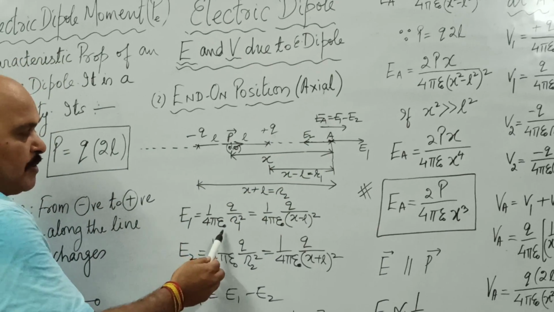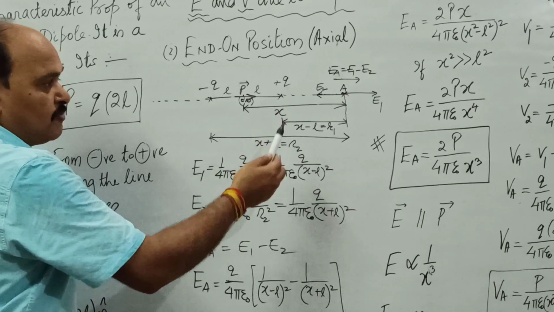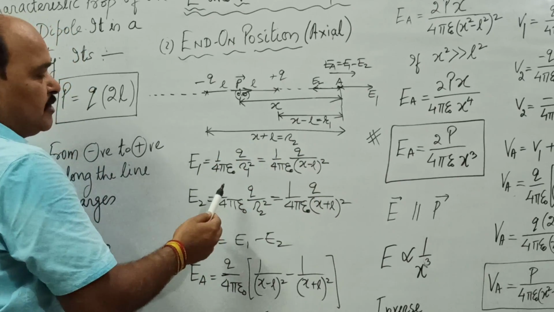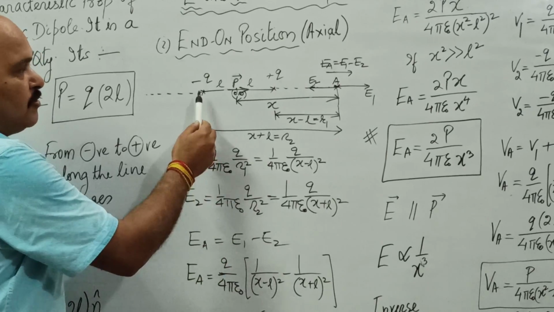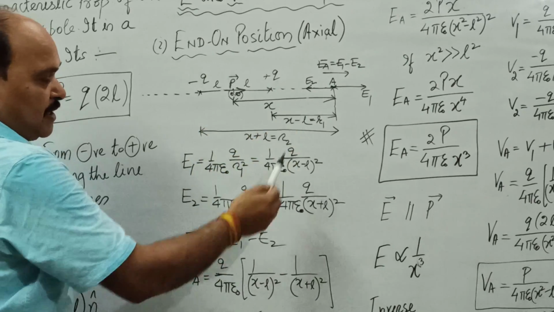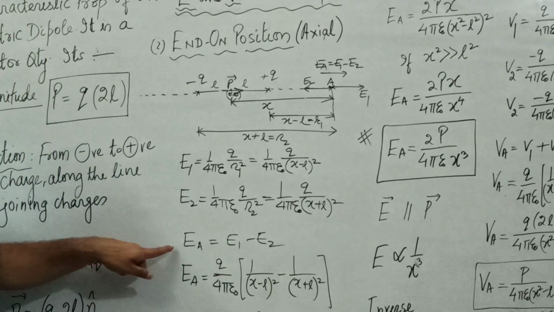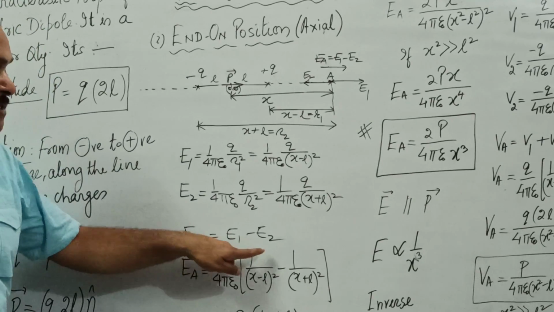So what is E1? E1 is 1 upon 4 pi epsilon naught Q upon R1 square, and what is R1? R1 is X minus L. What is E2? E2 is 1 upon 4 pi epsilon naught Q upon R2 square, and what is R2? R2 is X plus L. Net field, as we have understood, is E1 minus E2.